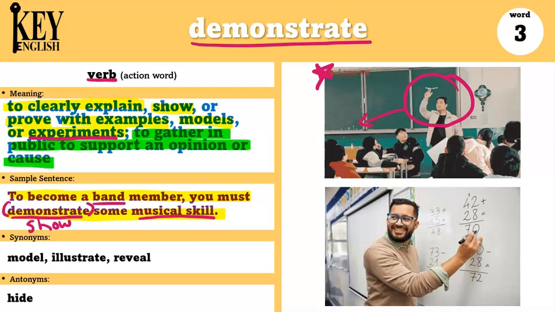So we can use that word demonstrate instead of just saying to show. I can also say the teacher demonstrated how to solve the math problem. So here this teacher is showing the students how they can do it. He is demonstrating. Some synonyms for this word are model, illustrate, and reveal. And the antonym is hide.